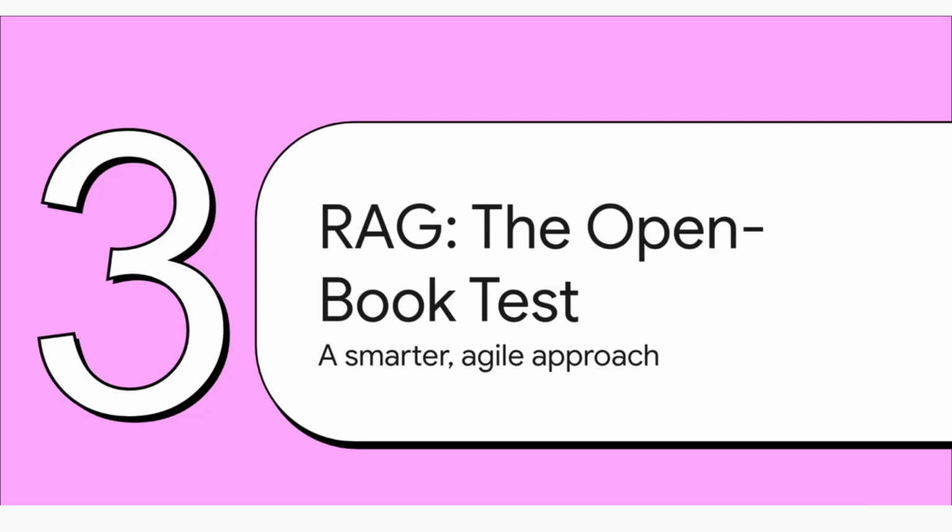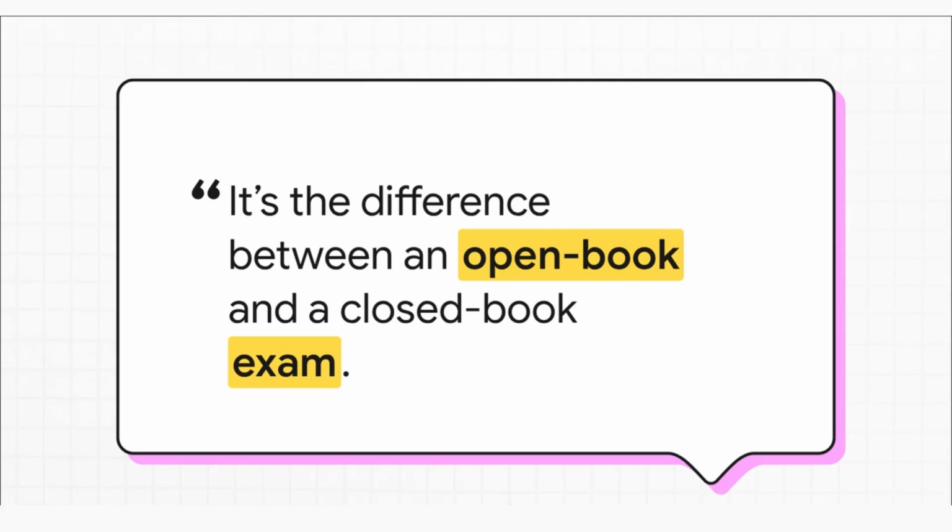And that, my friends, brings us to the hero of our story today, Retrieval-Augmented Generation, or RAG. It's a much more clever, way more flexible approach that just neatly steps around all the problems we saw with fine-tuning. I love this quote from IBM Research because it just nails the concept perfectly. Think about it. Fine-tuning is like cramming for a final exam where you have to memorize everything, a closed book test. RAG, on the other hand, is an open book test. We're not trying to force the model to memorize anything. We just give it the book, the right information at the exact moment it needs it to answer the question.